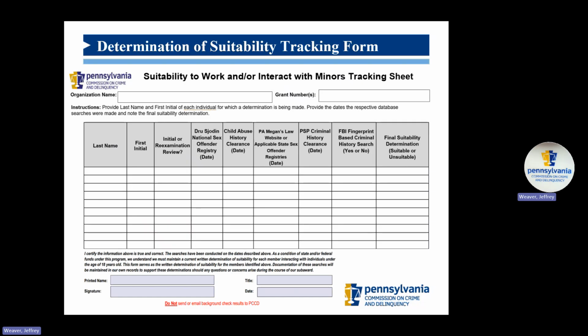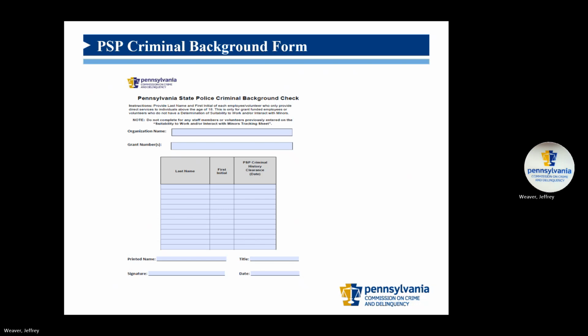PCCD has created a Determination of Suitability tracking form. This form shall include any grant-funded staff or volunteer that is determined to work and/or interact with minors. PCCD will request this tracking form as part of the monitoring process. For VSPs that determine the suitability to work with minors is not applicable to one or more of their staff, they shall use this form instead to document the PSP background check was completed. All columns shall be completed.